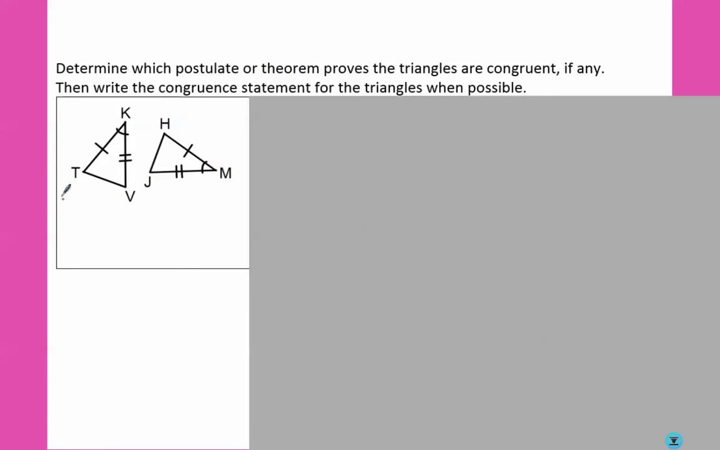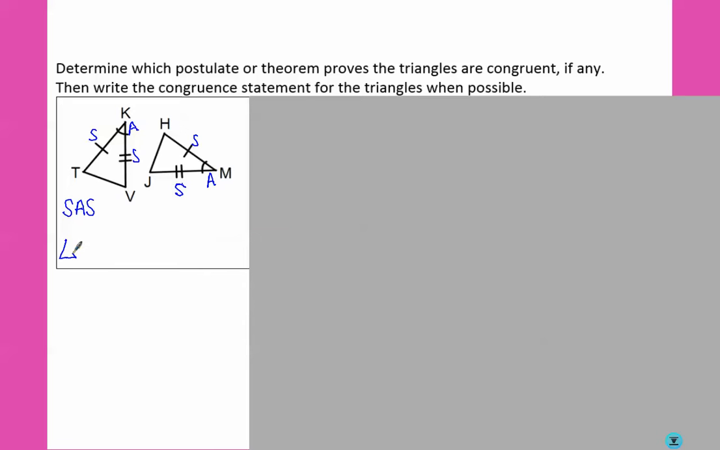So, determine which postulate or theorem proves the triangles congruent, if any. In our first triangle, we're given a side, then an angle, then another side. Again, a side, the angle's in the middle, and then another side. So these are congruent by side, angle, side.